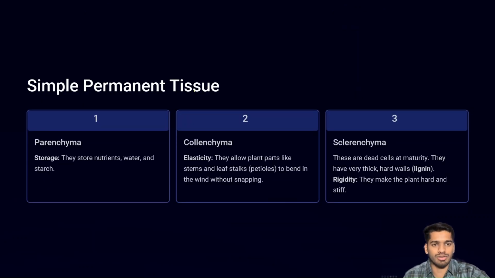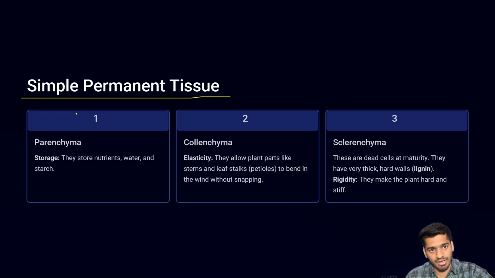Now we should know the basic function of these tissues. So let's start with the simple permanent tissue. The first one is parenchyma. Their only function is to store. They will be storing nutrients, water, food, etc. This is all you need to remember from parenchyma. So parenchyma tissue is made up of parenchyma cells. Their primary function is storage. They are used for storage of food, water, nutrients, etc.